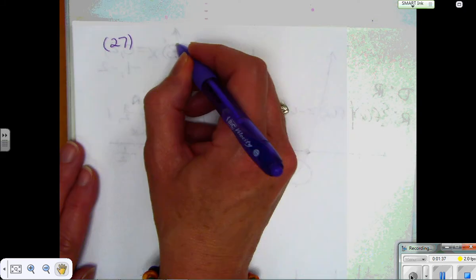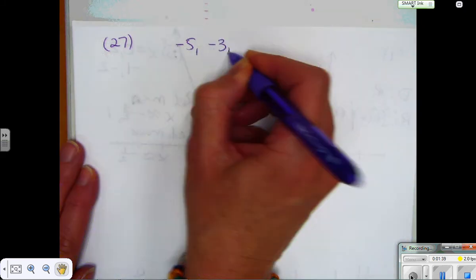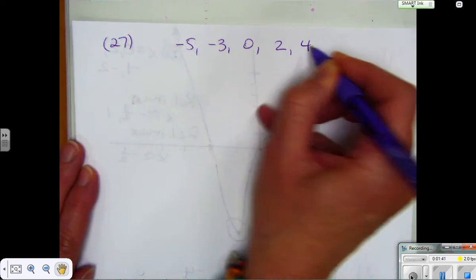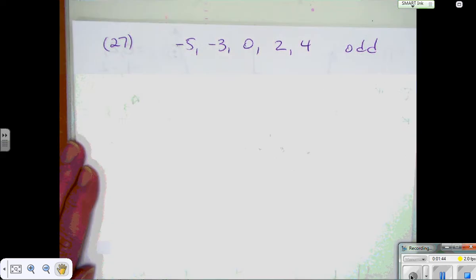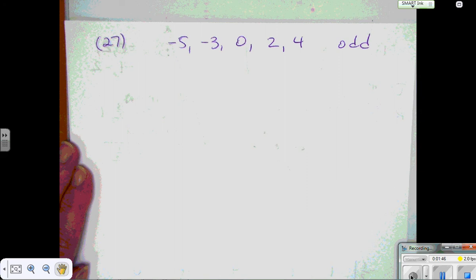Okay, so let's look on page 334 in your book real quick. I want to do number 27. And it's asking you to sketch a graph with the restrictions that they give you. And they're saying zeros at -5, -3, 0, 2, and 4. And it's an odd degree function. Okay, so they just want you to meet the criteria that they give you.